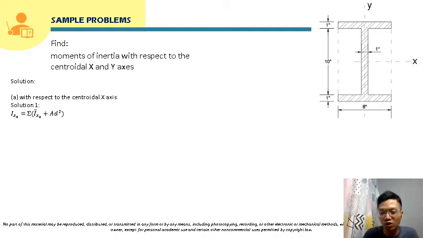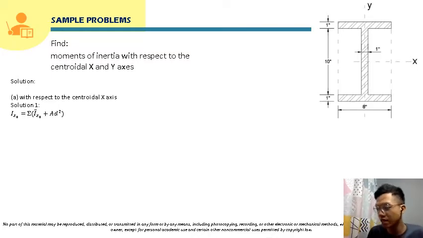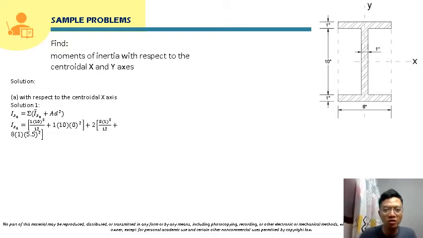For the first solution, we are going to use this: the moment of inertia of this composite area with respect to the x-centroidal axis will be equal to the summation of the x-centroidal moment of inertia of each area that composes the composite area, plus its transfer term. We will transfer them if needed, if the centroid of that area is not located at the centroidal axis that we are considering as the reference axis. So this will be the formula.